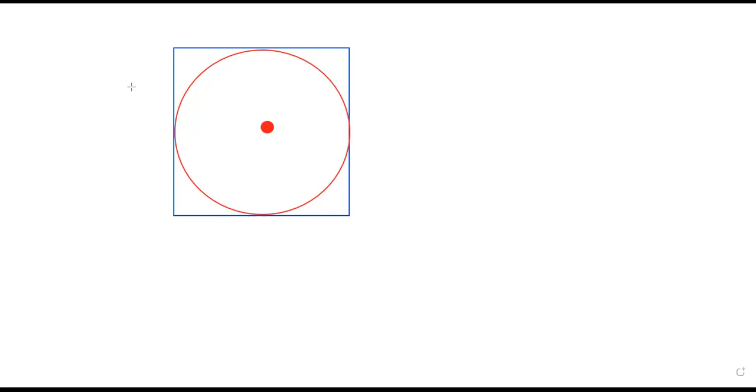So if I'm joining this center to the vertex, this vertex, are you getting me? Okay. So a circle is inscribed in a square. If x is the distance from the center of the circle to a vertex of the square, then what is the length of the radius of the circle in terms of x?